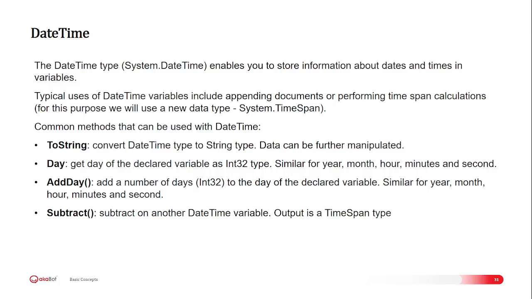There are common methods that can be used with datetime, with toString to convert a datetime type to a string type. Data can be further manipulated. Add day to get the day of the declared variable as an integer type, similar for year, month, hour, minute, and second, or you can use subtract on another datetime variable. The output will be a time span type.